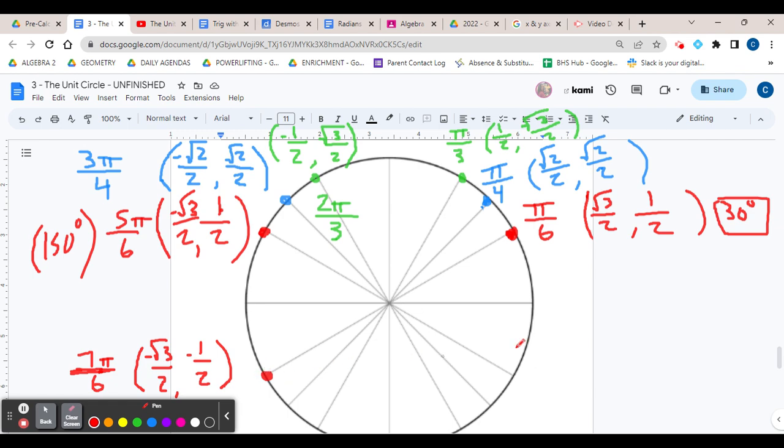All right, and if we come across over here, right there, this point here is 11 pi over 6 radians, okay? 11 pi over 6 radians over here. All right, and so now we should have a positive x value and a negative y value. So our x value is going to be root 3 over 2. The y value is going to be negative 1/2.